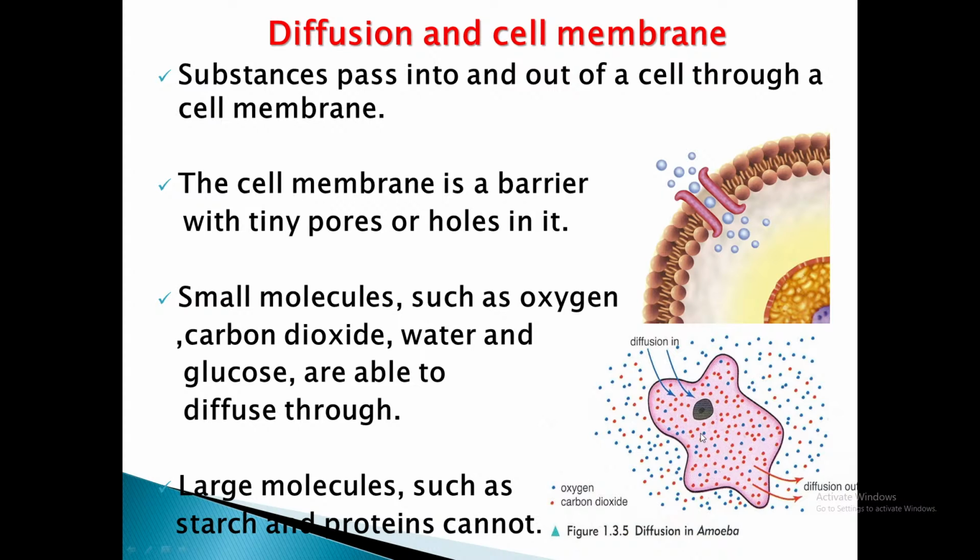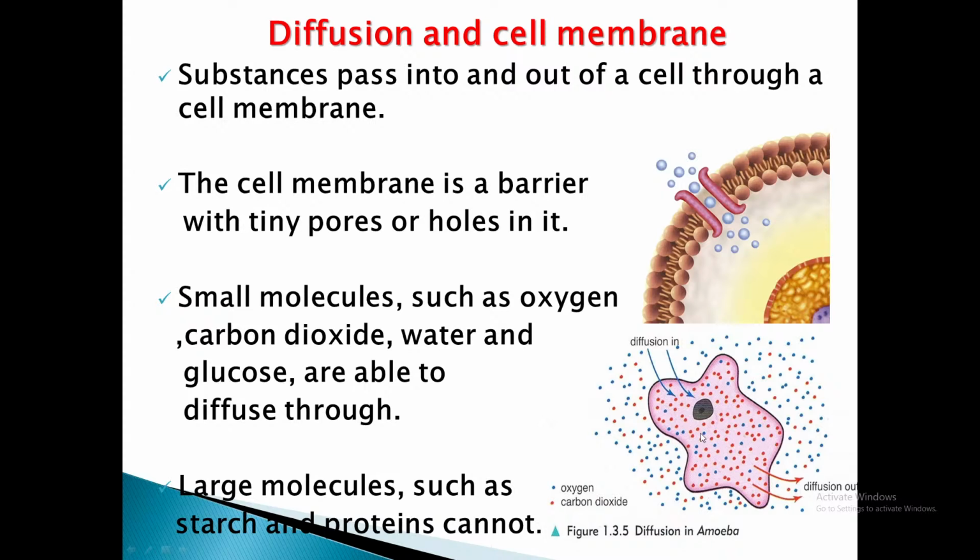So these substances, in terms of the oxygen and carbon dioxide, in order for them to enter or leave the cell, it is through the cell membrane. The cell membrane is that part of the cell that surrounds the cell. It is like a boundary between the internal cell components and what is outside of the cell. They are saying that the cell membrane is a barrier with tiny pores or holes in it.